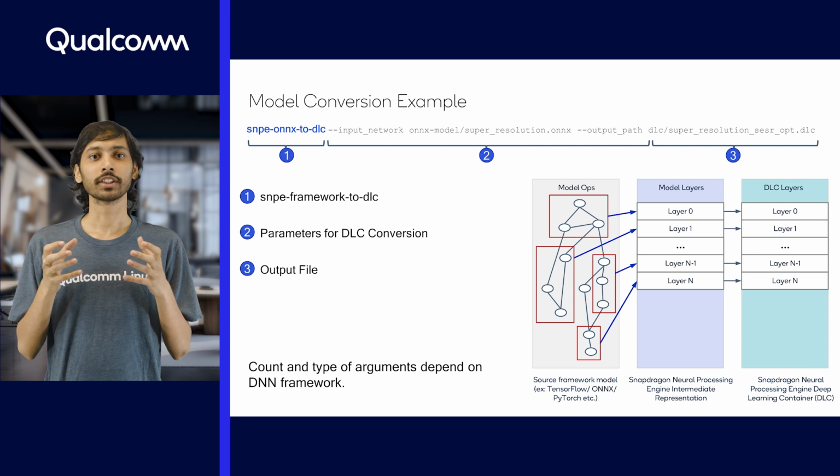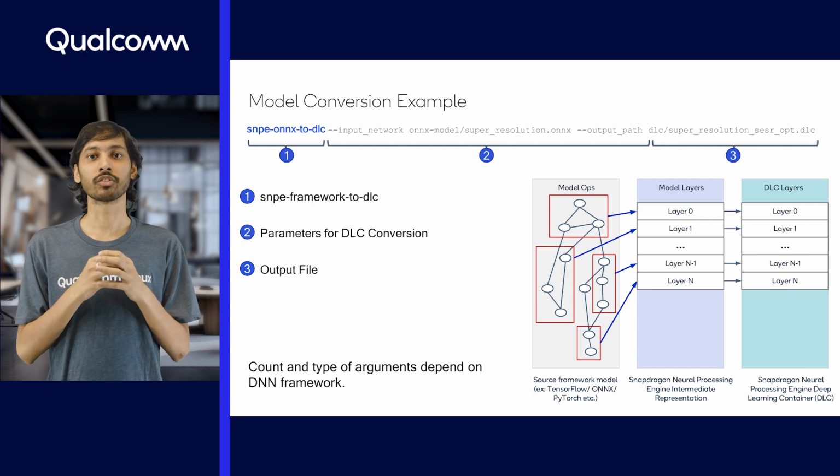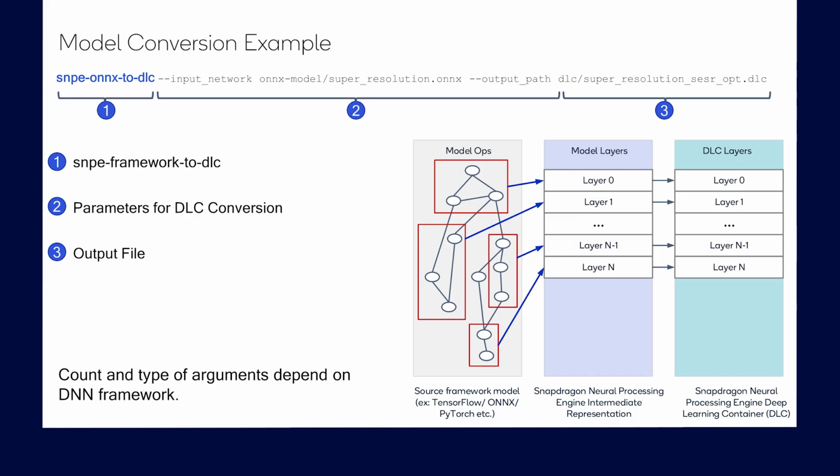The Qualcomm Neural Processing Engine supports the conversion of models from ONNX frameworks. As you can see in this example, the ONNX model is converted to a DLC. Other supported frameworks include TensorFlow, PyTorch, or Keras, just to name a few.